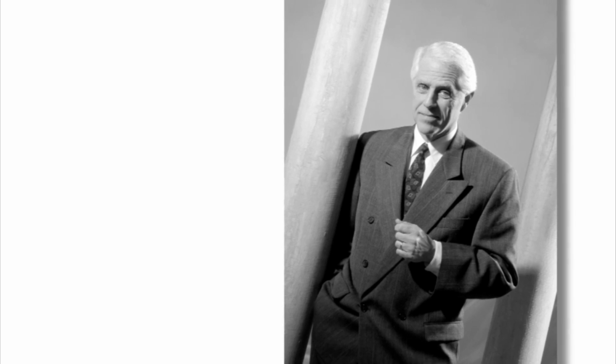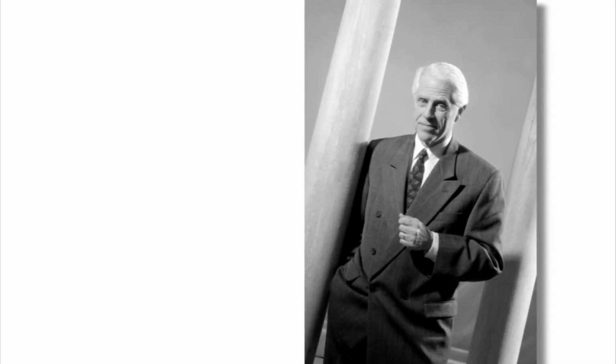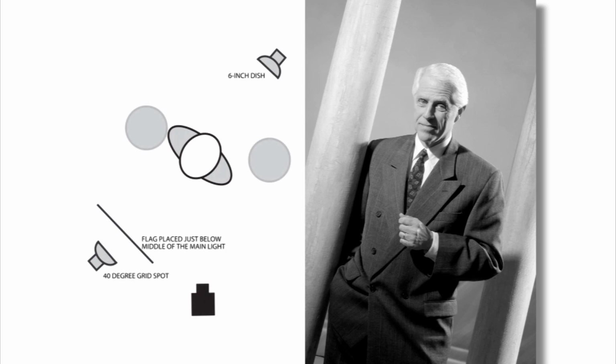For this portrait, the main light was a 6-inch dish with a 40-degree grid spot at camera left. The hair light was an 18-inch dish at camera right, set to spill across his back and the backs of the columns. The background light was a 6-inch dish on a boom arm. A flag just below the middle of the main light threw a shadow across his midsection.